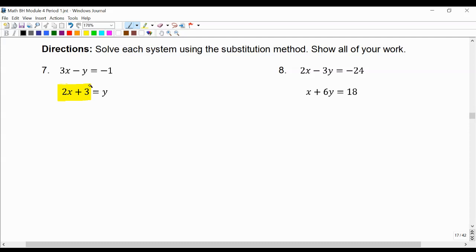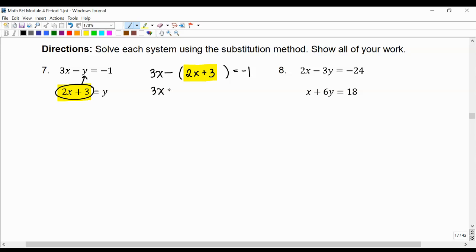Y is isolated. Y is all alone. And so what we're going to do is we're going to take this and we're going to plug it in for y in the other equation. So we're going to copy this equation, and we're going to leave some room to plug in what y is. So we have 3x minus, there's where y was, equals -1. And we're replacing y with 2x plus 3. So we're substituting or replacing a variable with another variable. Now we have a one variable equation, and we're going to solve this.